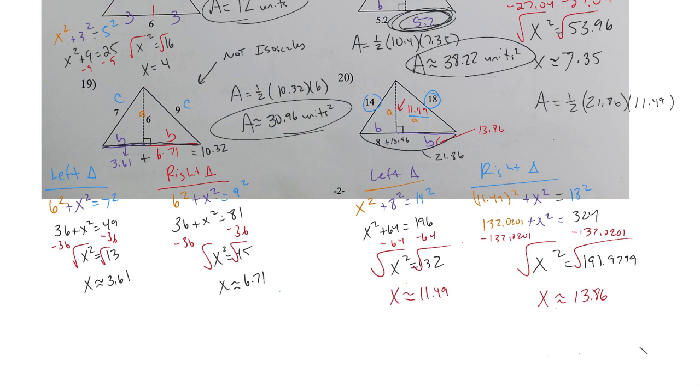So I do 1/2 times 21.86 times 11.49. I end up with about 125.59. So area is about 125.59. Remember, it is square units. And we are done. That finishes that one.